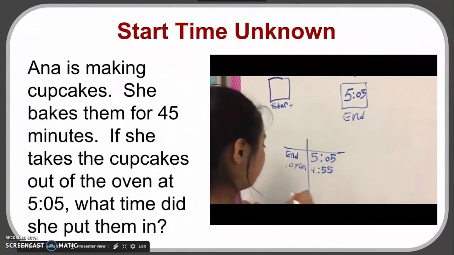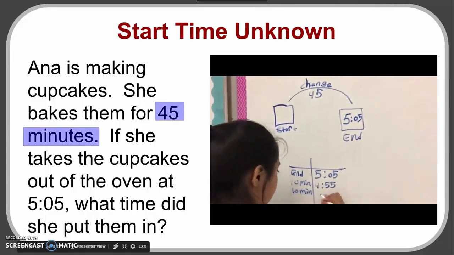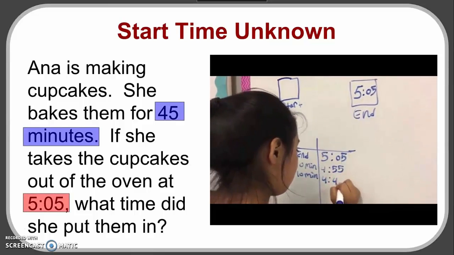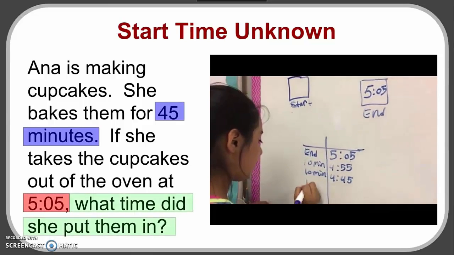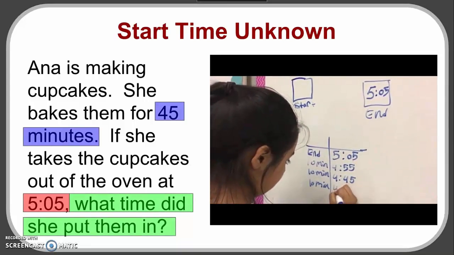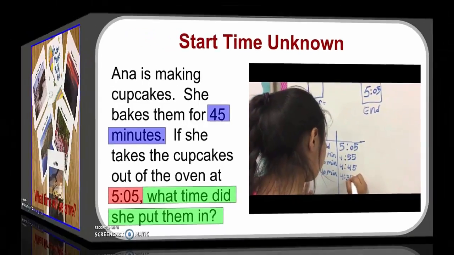This last problem type shows a situation in which the start time is unknown. The cupcakes baked for 45 minutes and were taken out of the oven at 5:05. What time were they put in the oven? To find the start time, students will use the change in time to count backwards from the end time.